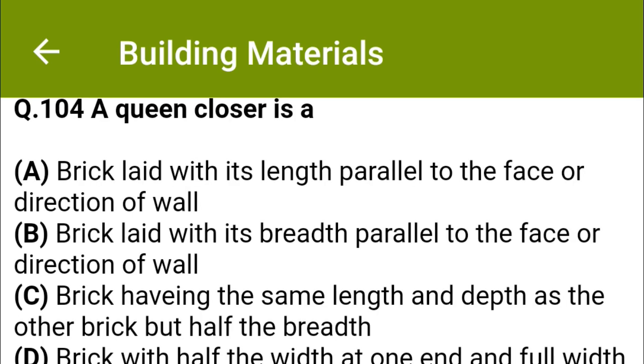A queen closer is: option A brick laid with its length parallel to the face or direction of wall. Option B brick laid with its breadth parallel to the face or direction of wall. Option C brick having the same length and depth as the other brick but half the breadth. Option D brick with half end width at one end and full width at the other. The correct answer is option C, brick having the same length and depth as the other brick but half the breadth.